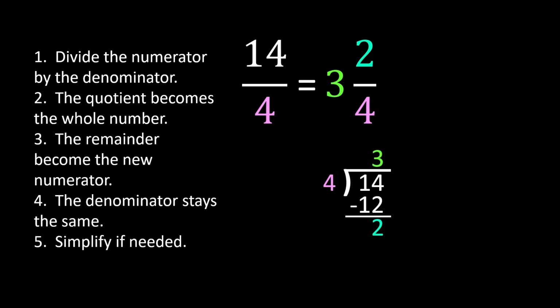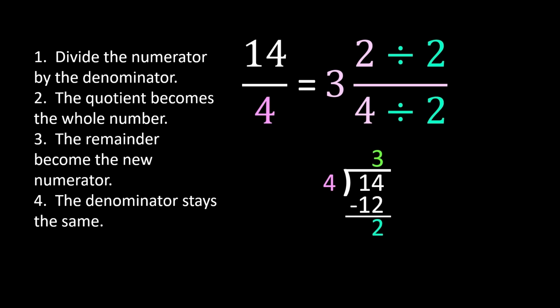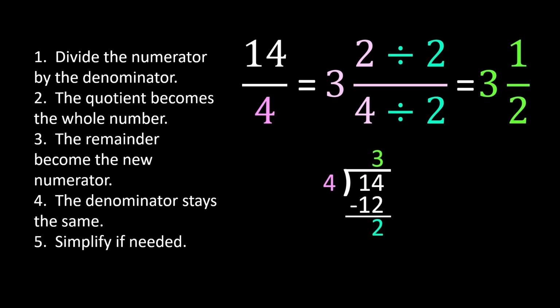So here we have 3 2/4, and we have to simplify if needed. We can simplify 2/4. 2 and 4 share a common factor of 2, so I can divide my numerator by 2 and my denominator by 2. When I do that, the whole number 3 remains part of my mixed number. 2 divided by 2 is 1, and 4 divided by 2 is 2. So 14/4 is equal to 3 1/2.